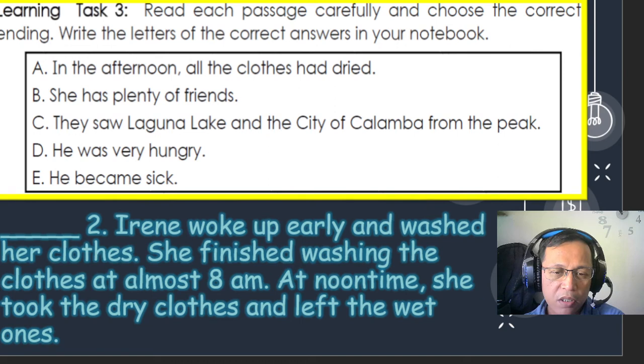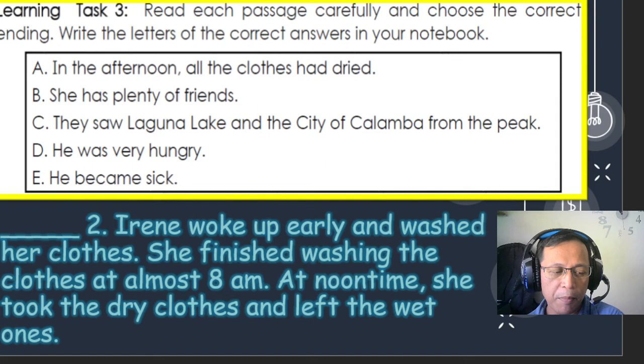Again, Irene woke up early and washed her clothes. She finished washing the clothes at almost 8 a.m. and at noontime, she took the dry clothes and left the wet ones. So, what do you think will happen or what would you think will be the possible ending for this one?